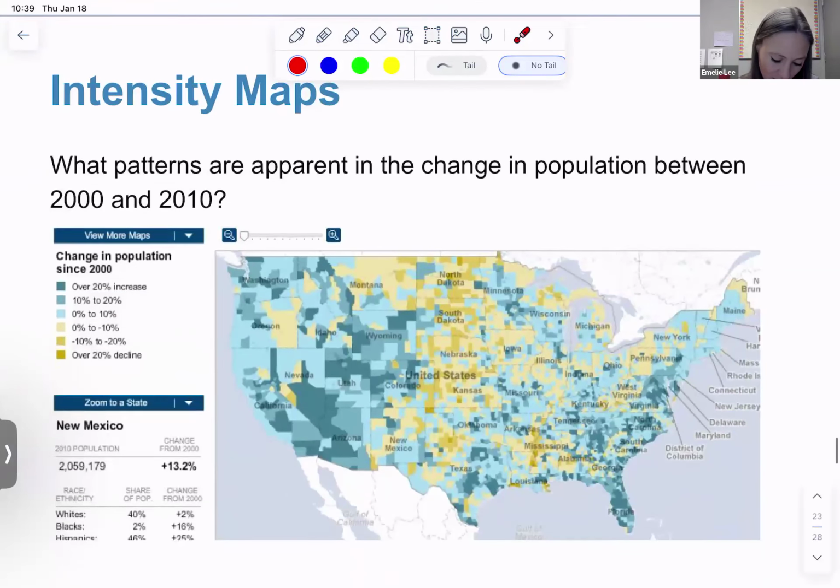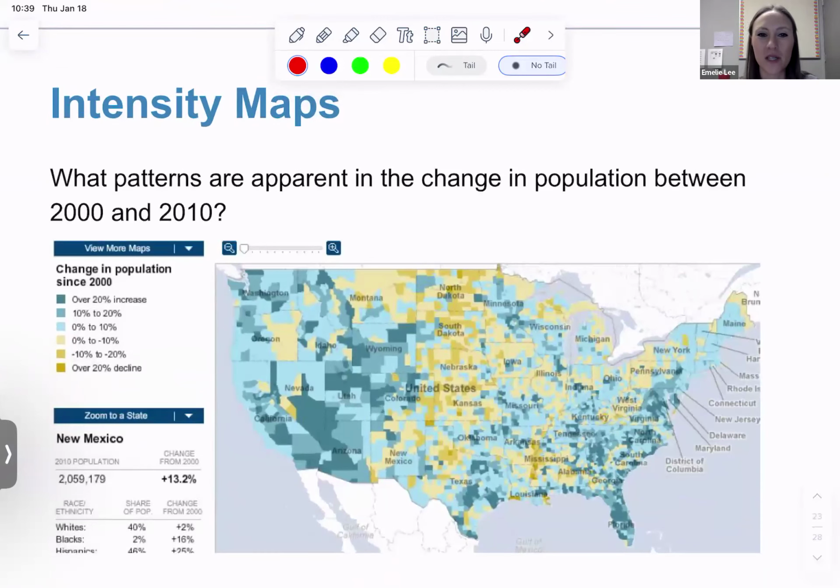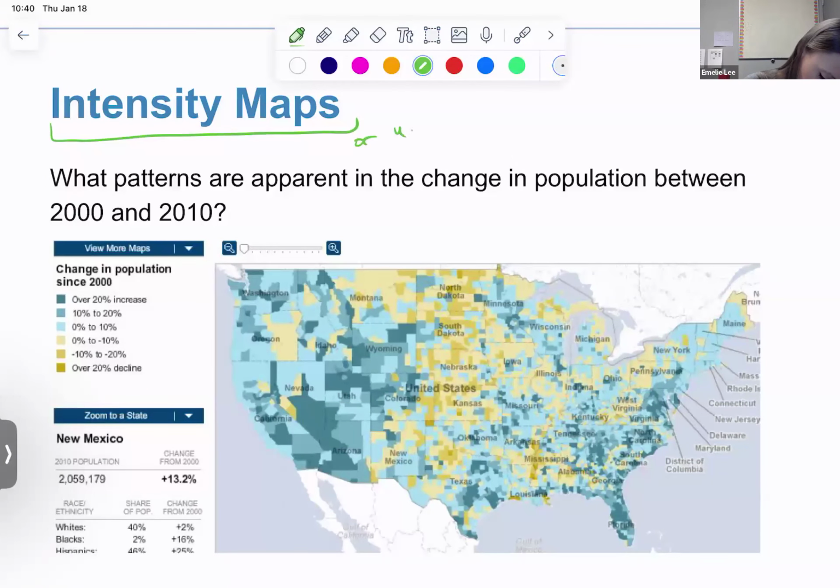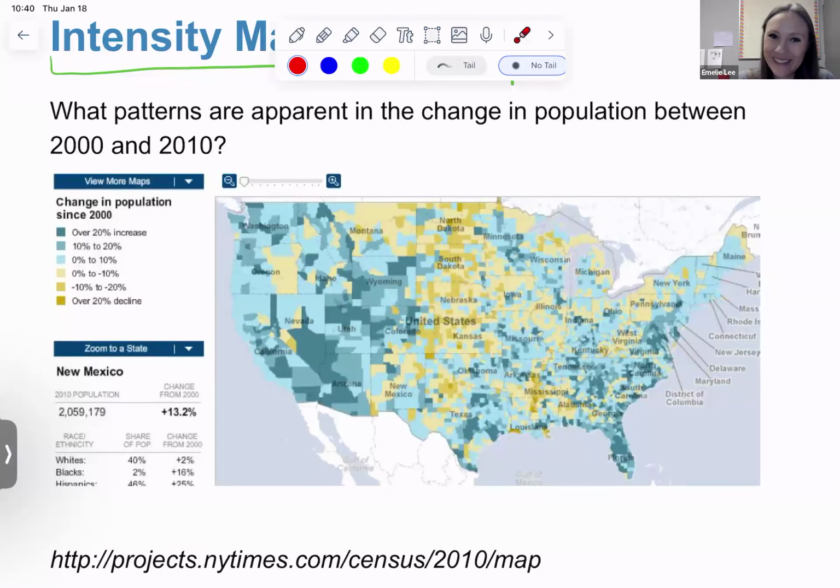So intensity maps are just kind of a fun visualization, and they're used all the time. And what are they? Well, sometimes they're called heat maps, or heat map. Heat maps were all the rage about 10 or 15 years ago, and I made some heat maps myself.